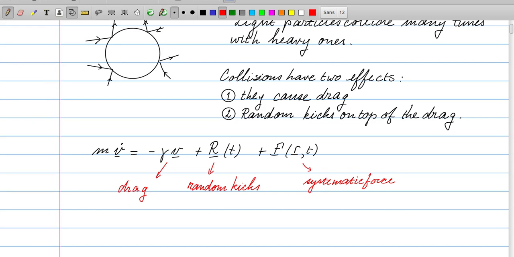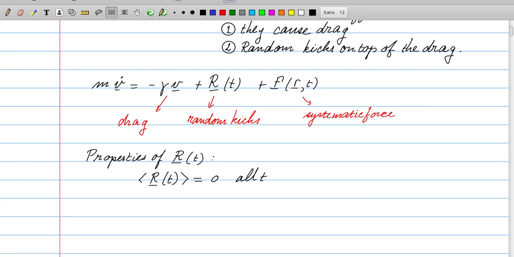The drag force and the systematic force are rather familiar, but the same cannot be said of the random force. However, although the random force itself is by nature unpredictable, we can make some statistical statements about it. So we can make some statements about the statistics of the random force. The first property of the random force is that its expectation value is equal to 0.